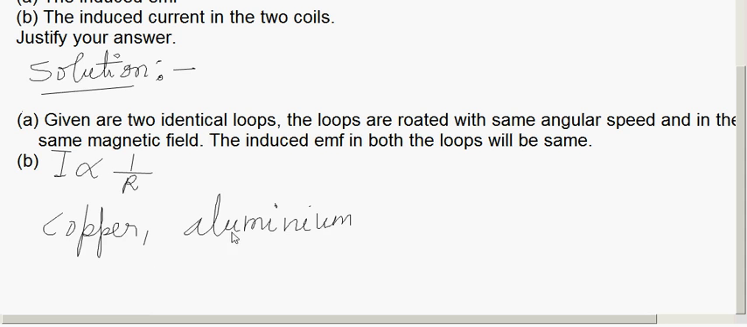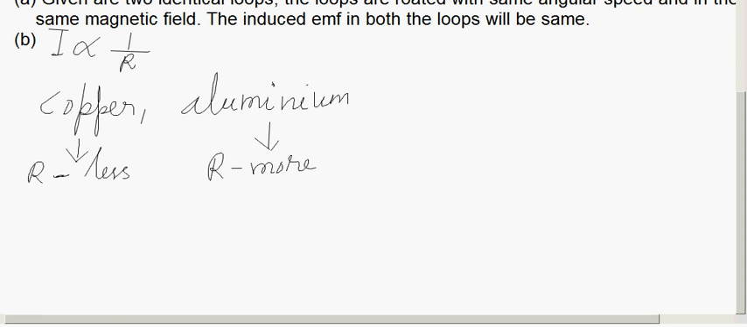Now when we compare these two, which one has larger resistance or which one has lesser resistance? We know copper is a good conductor, so the resistance of copper will be less. For copper the resistance is less, R is less. Whereas for aluminium, compared to copper, aluminium will have a greater value of R, or resistance is more. Therefore, the current induced in copper loop will be more.